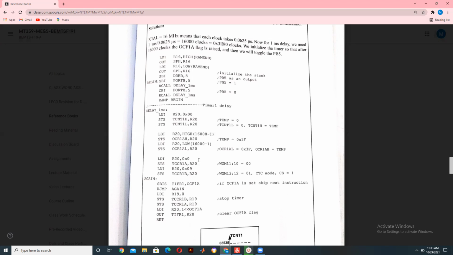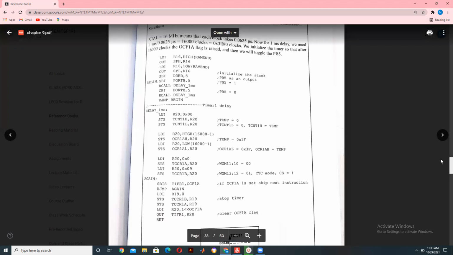R20 is already stored as 16,000 minus 1, and TCCR1A is equal to 00. After that, we will also minus 9, because 9 cycles were needed to complete it. So TCCR1B is equal to 1. And then we simply move with this in a loop, and it would go round and round, and then we stop the timer and then clear it.